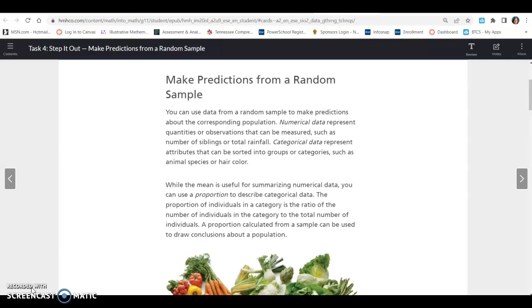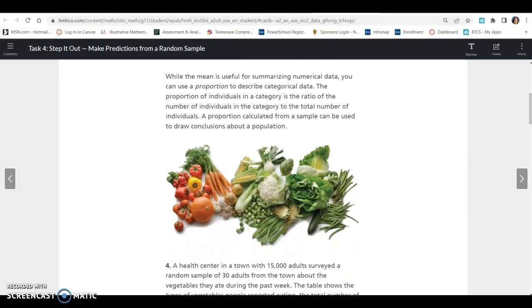Numerical data represent quantities or observations that can be measured, such as number of siblings or total rainfall. Categorical data represent attributes that can be sorted into groups or categories, such as animal species or hair color. While the mean is useful for summarizing numerical data, you can use a proportion to describe categorical data.